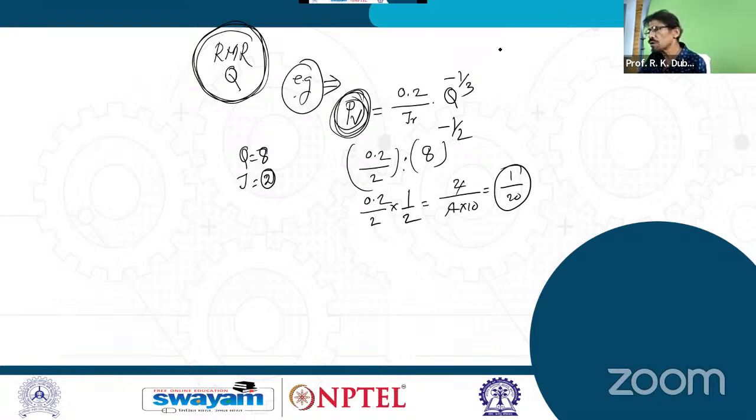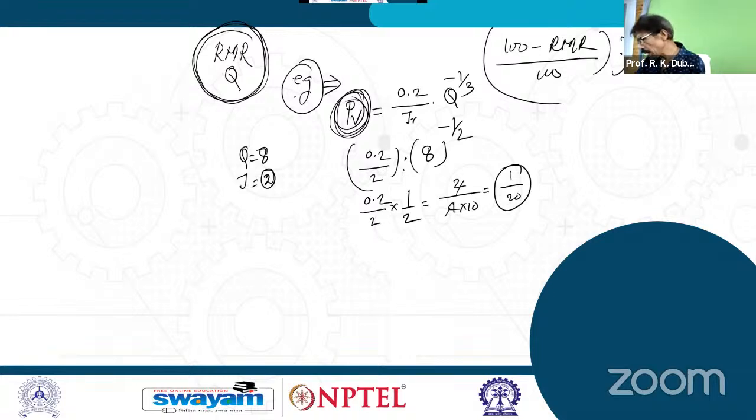Similarly, RMR we also utilize in a different way. Here we take 100 minus RMR, divided by 100, multiplied by the unit weight of the rock, multiplied by the span of the opening. However, in this relation there is some problem related to the unit. Therefore, we generally apply 1 meter by 1 meter, because we calculate for unit area.